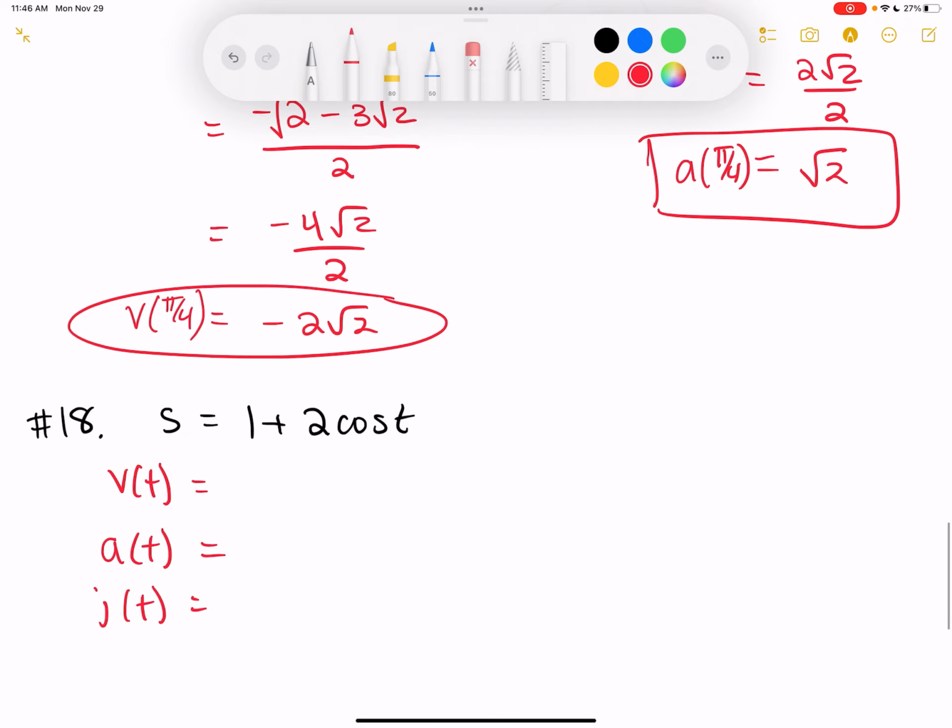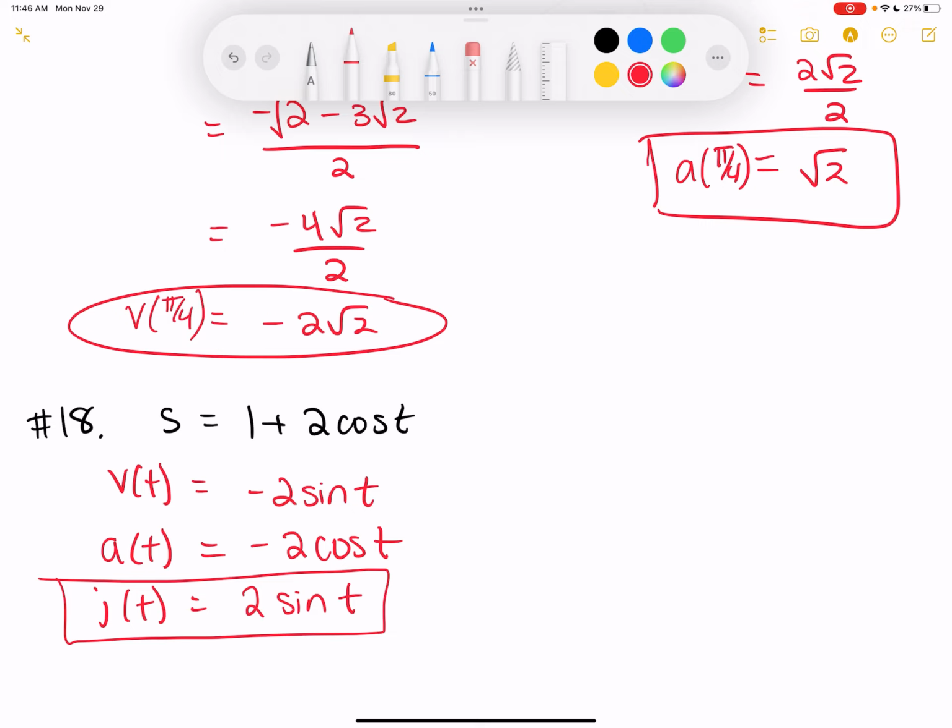So what is the derivative of position? Negative 2 sine t. The derivative of that? Negative 2 cosine t. And lastly, the derivative of that? Positive 2 sine of t. And so that would be the final answer that it's looking for. There. So, nothing too crazy.